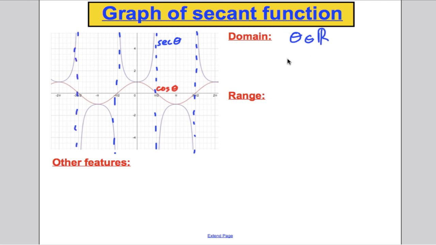So the one thing theta can't be is as follows. Theta cannot equal pi by 2 plus any multiple of pi, where n is some whole number integer, positive or negative. So it can't be pi by 2 plus pi, it can't be pi by 2 minus pi, or pi by 2 minus 2 pi.